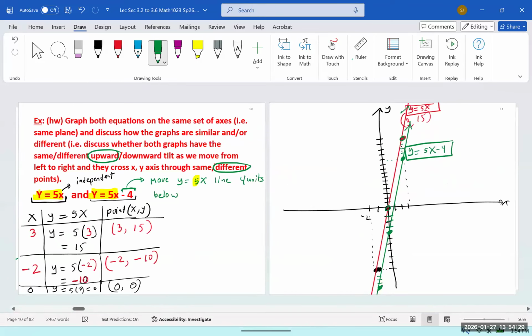Yep, they're parallel. Good observation. They are parallel because they have the same slope. Anytime you have same slope on many lines, all the lines are parallel.